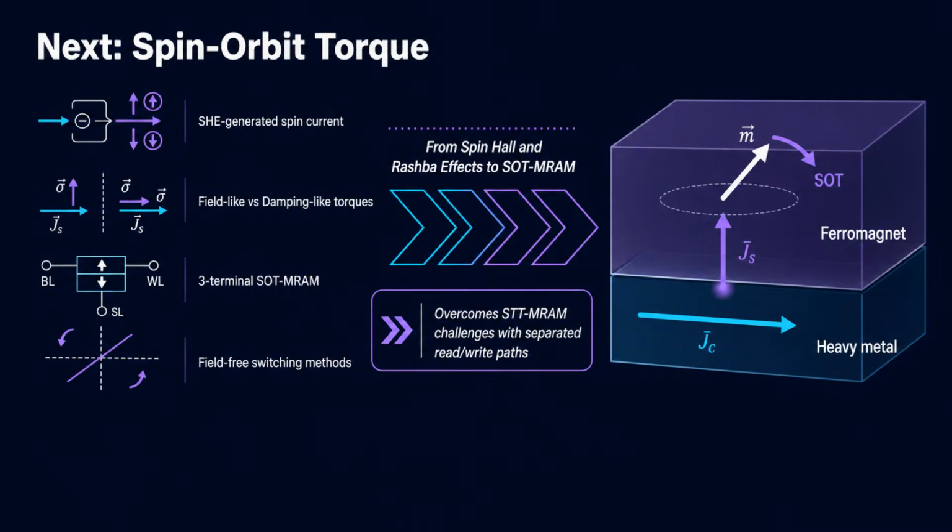In the next chapter, we'll learn about spin-orbit torque, which overcomes STT-MRAM's challenges. SOT uses in-plane current through a heavy metal layer to generate perpendicular spin current via the spin Hall effect. This 3-terminal structure separates read and write paths, eliminating read disturb and enabling higher endurance and faster switching.